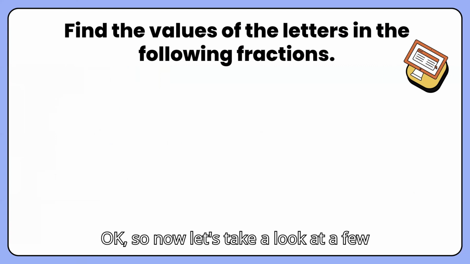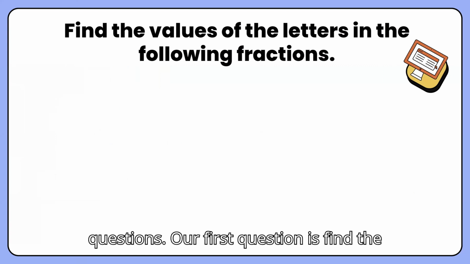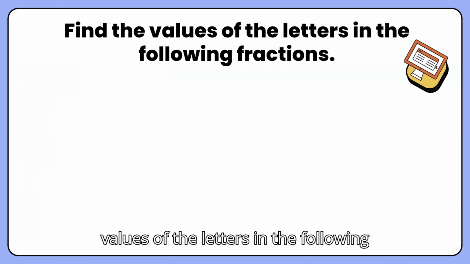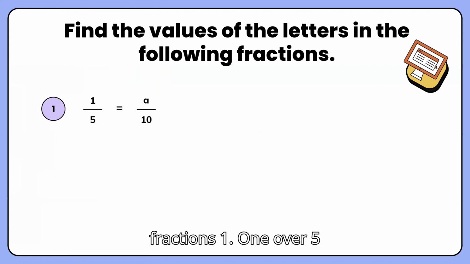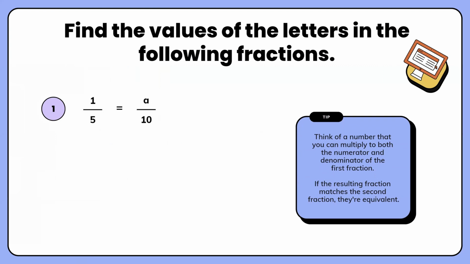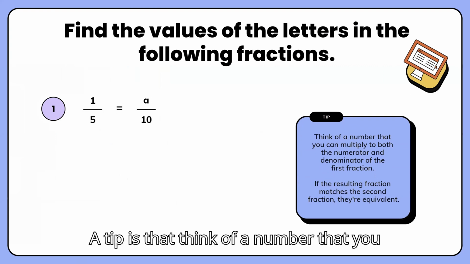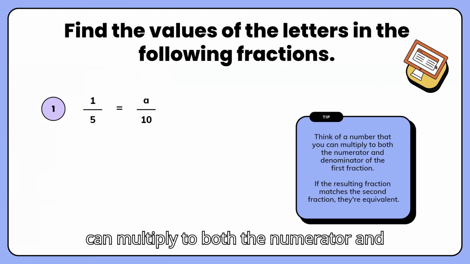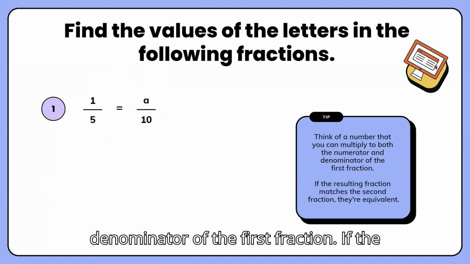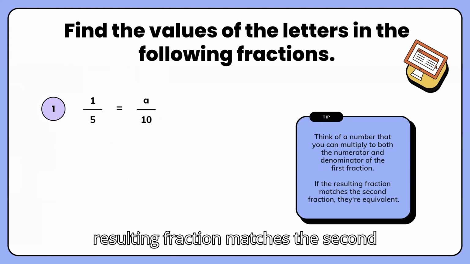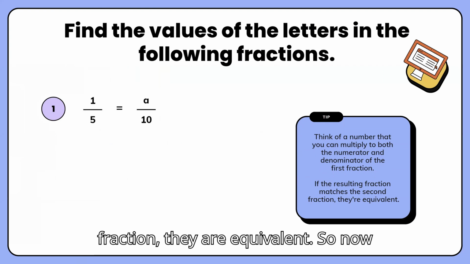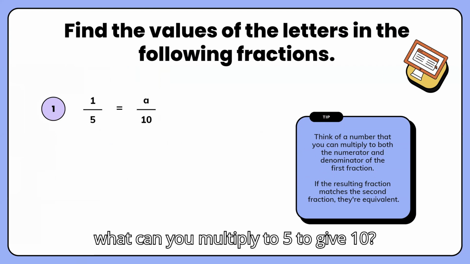Okay, so now let's take a look at a few questions. Our first question is, find the values of the letters in the following fractions. 1. 1 over 5 is equal to a over 10. A tip is to think of a number that you can multiply to both the numerator and denominator of the first fraction. If the resulting fraction matches the second fraction, they're equivalent. So now what can you multiply to 5 to give 10?